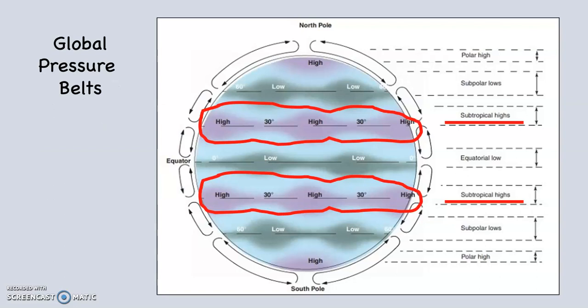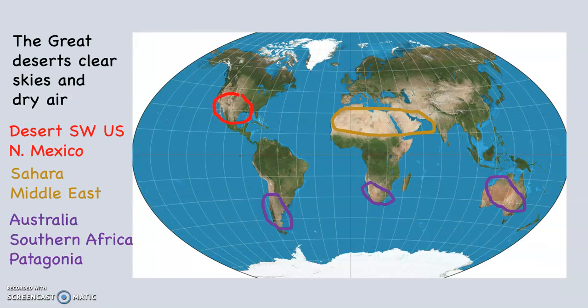Let's see how it plays out. So I just circled the subtropical highs. You can see in the northern hemisphere in red, this is circled around 30 degrees north, in the southern hemisphere in red, around 30 degrees south. I underlined subtropical highs for you. Here's climatologically the way it works out on the planet.